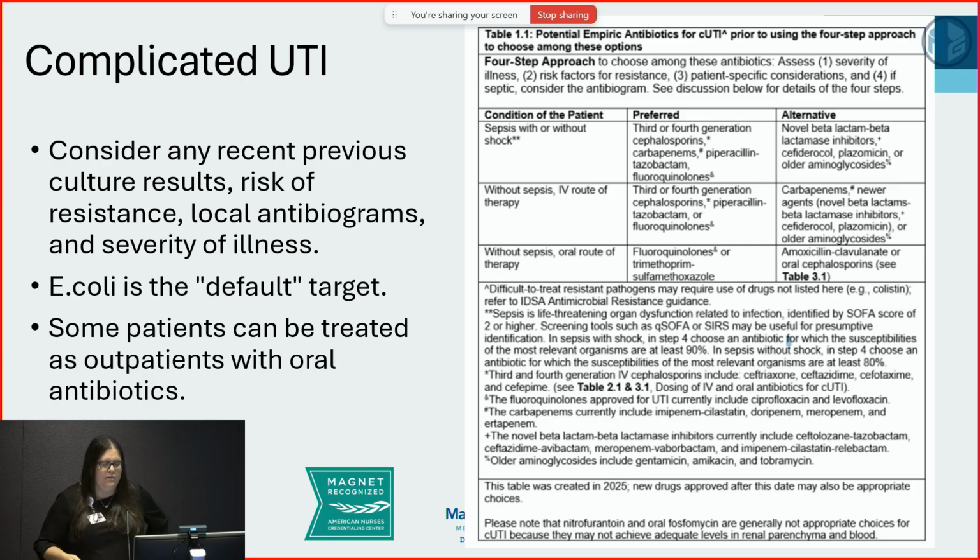And then lastly, you can look at your antibiogram and decide whatever target I'm going for. There needs to be at least 90% sensitivity if they're septic shock and 80% sensitivity if they're septic. If you have no clue, there's no past history to lead you to a different organism, then E. coli is the default target.